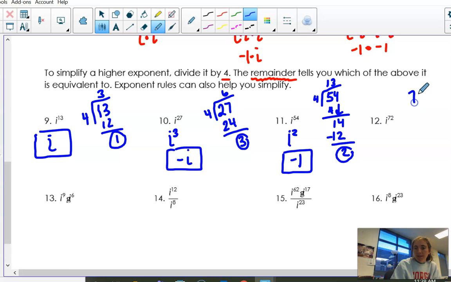i to the 72nd power. 72 is divisible by 4. It goes in 18 times. All right, so since it goes in evenly, or has a remainder of 0, that tells us this is positive 1, i to the 4th power.